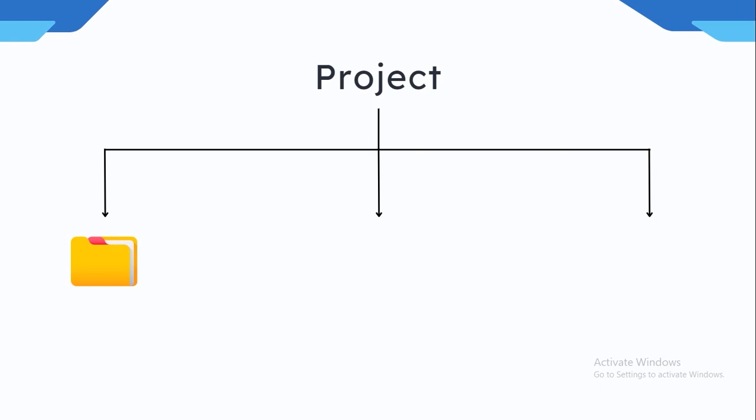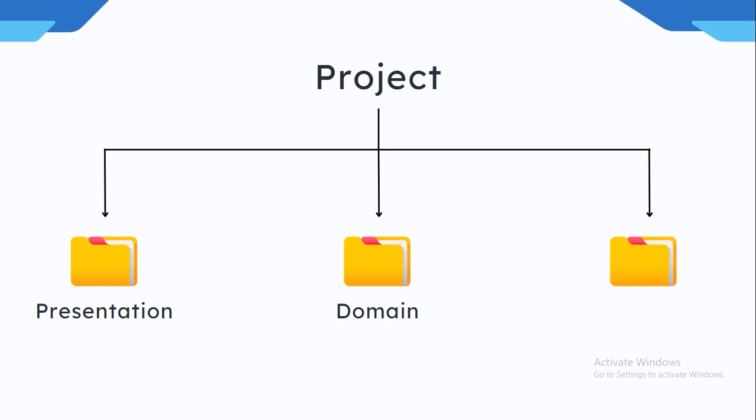Presentation layer, it handles the UI and user interaction. Domain layer, it contains the business logic and rules. It is the core part of the application and is independent of any other layer. Then we have data layer. It manages data sources and handles user operations. It implements repository interfaces defined in the domain layer.